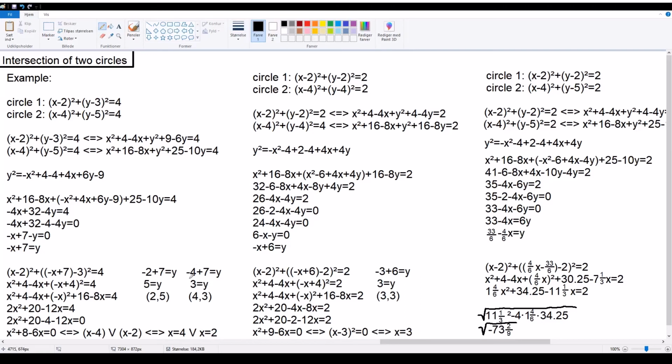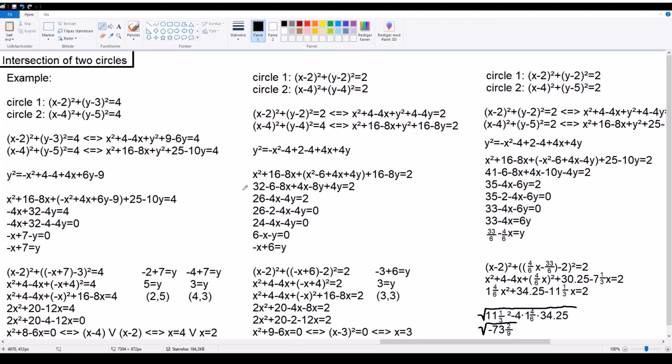And then we do the same thing again. We put these x's into our line formula. So we end up with y equals 5 and y equals 3. So we end up with the points (2, 5) and (4, 3), which are our two intersection points.